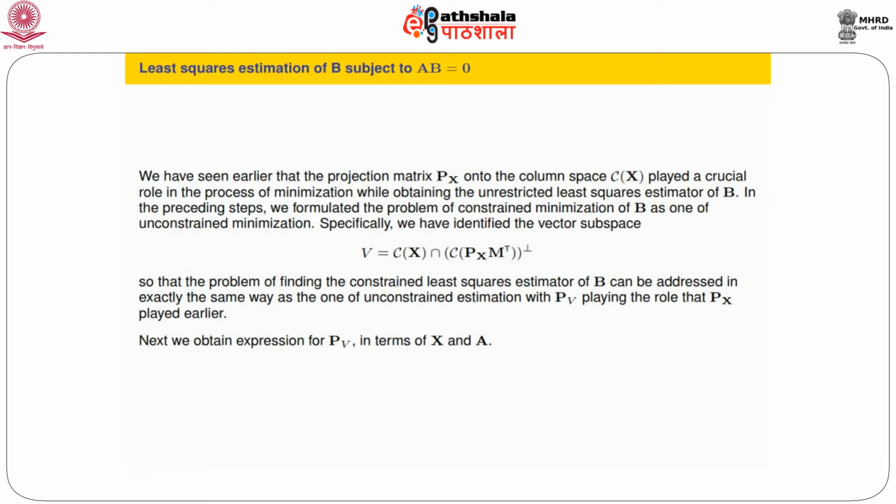Alright. So what was our agenda? Our agenda was to obtain an expression for PV in terms of X and A. So what is PV? Let us remember again. V is Cx intersected with the orthocomplement of something. Without the orthocomplement, that something is actually a space sitting in Cx. So therefore PV is equal to Px minus Pc. That's a standard fact of linear algebra.